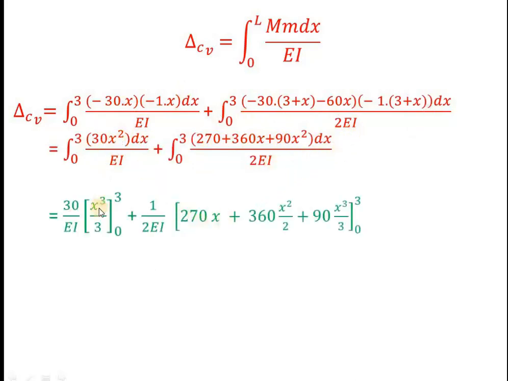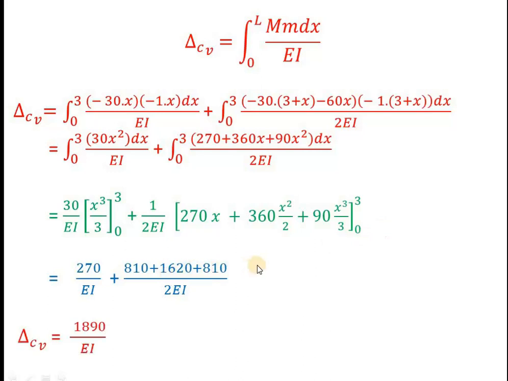By integrating, this will become x cube by 3. This will be 270x, 360x square by 2, 90x cube by 3. Substituting the limits as 0 to 3 and 0 to 3, you will get here 270 by EI equal to 180 divided by 1890 divided by EI.